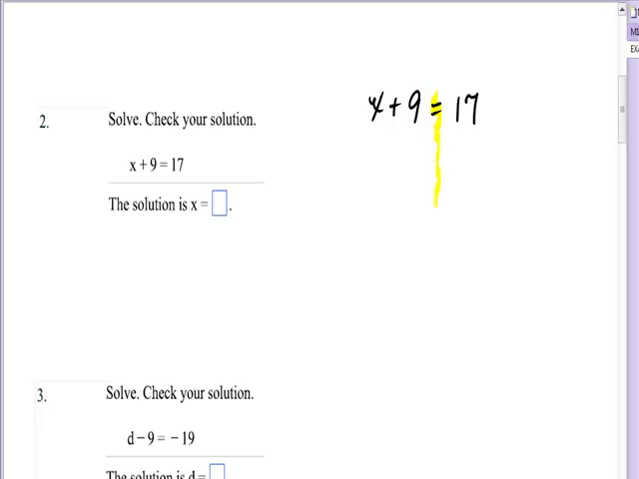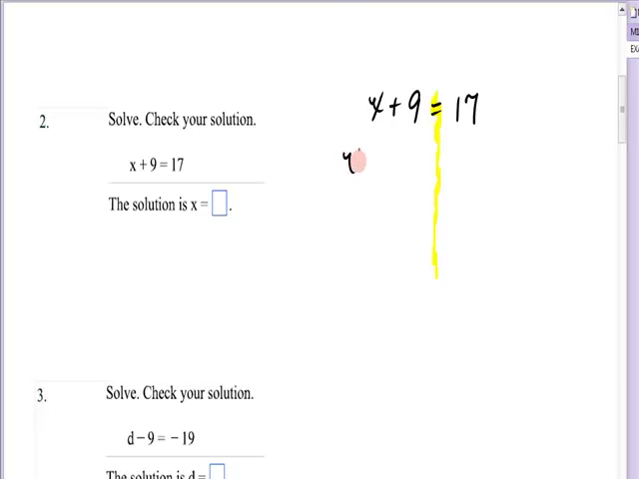I'm going to put the barrier. Whatever I do to one side of the barrier to change it, I do to the other side. All right, the left side is where the x is. I want the x to be all by itself. There is a plus 9. The inverse of adding 9 is subtracting 9.